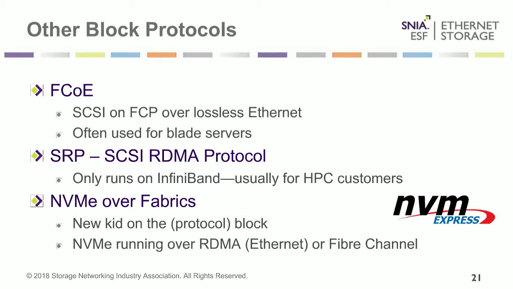There's Fibre Channel over Ethernet. We've got SCSI with Fibre Channel protocol over lossless Ethernet. It's often used on blade type servers. There's SRP, which is a SCSI RDMA protocol that runs on InfiniBand, mainly used by people doing HPC. And there's non-volatile memory express, which is the SSD form factor inside a server that can run over fabrics.